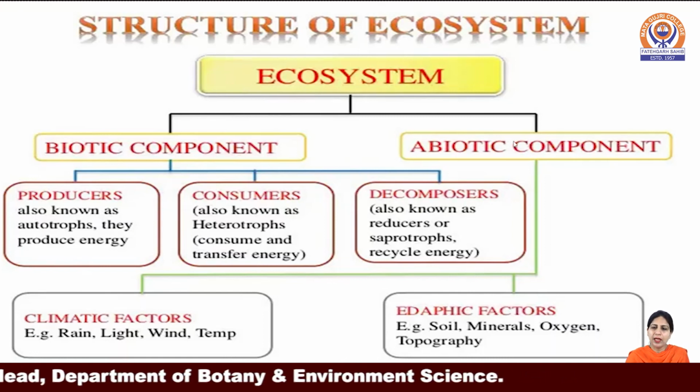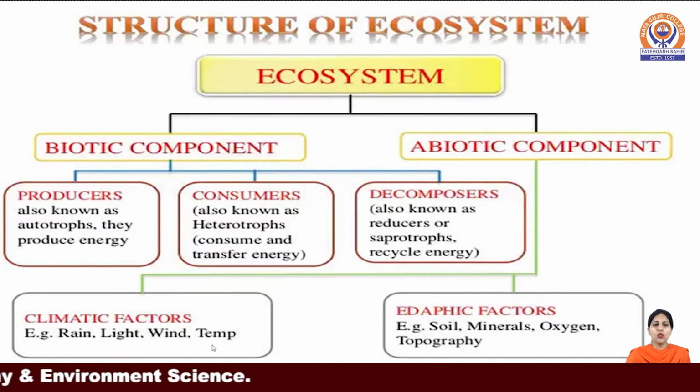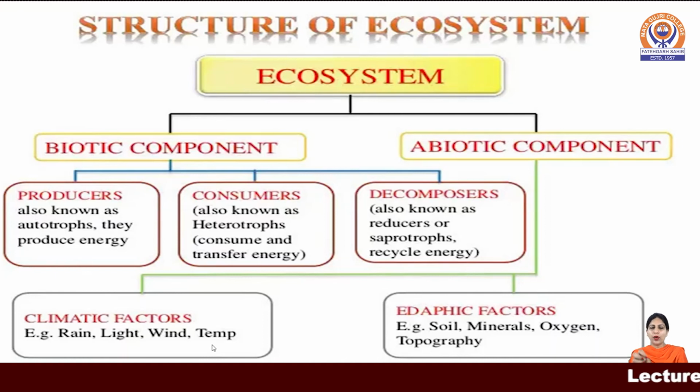So again the abiotic components. Now the abiotic components include climatic factors as well as edaphic factors. Now what are climatic factors? The various factors that are affecting the climate of a region, that is temperature, rain, wind, rainfall, all these factors are known as climatic factors.